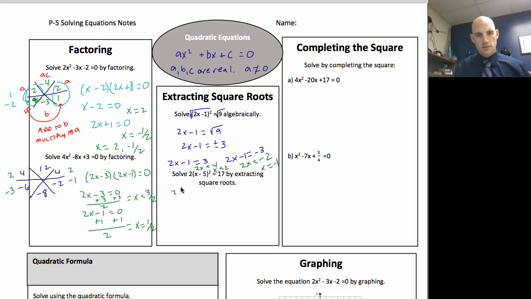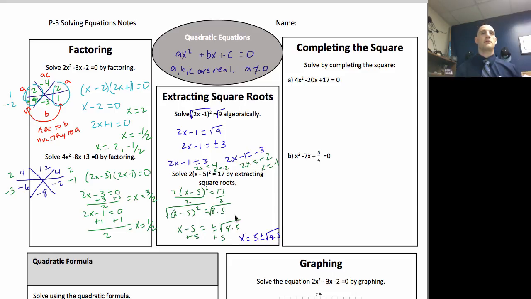So first, 2 times x minus 5 squared equals 17. First, I've got to get it down to where I can actually take a square root. So x minus 5 squared is equal to 8.5. And now I'll take the square root of both sides. So x minus 5 is equal to plus or minus the square root of 8.5. And so when I add 5, check out what happens here. My answer is x equals 5 plus or minus the square root of 8.5.